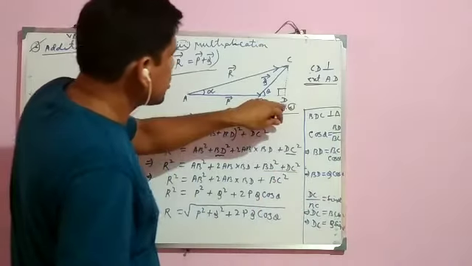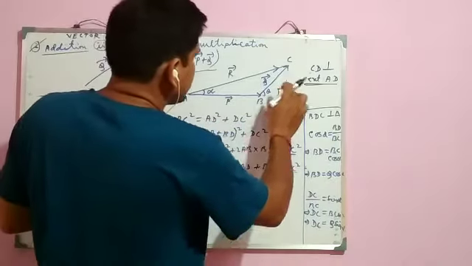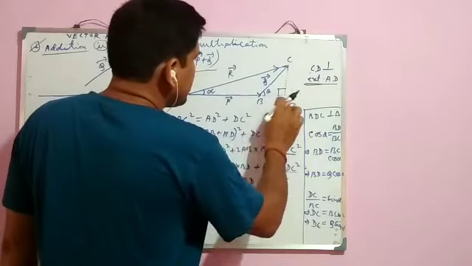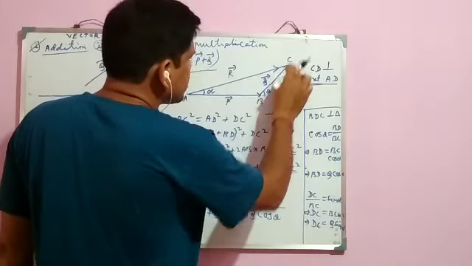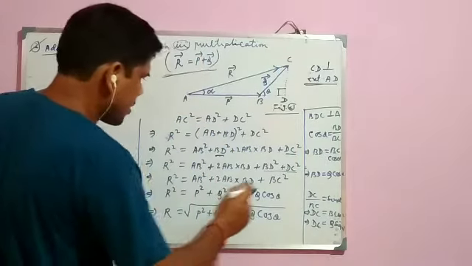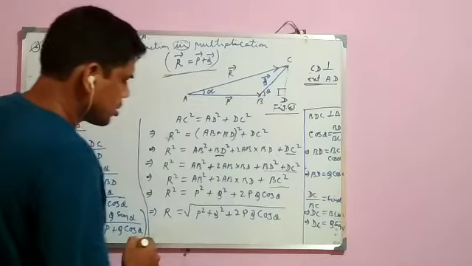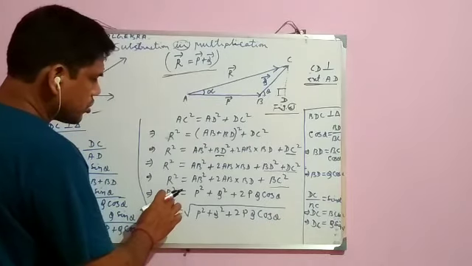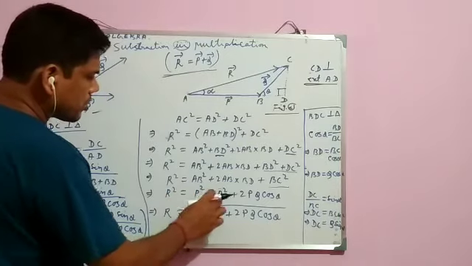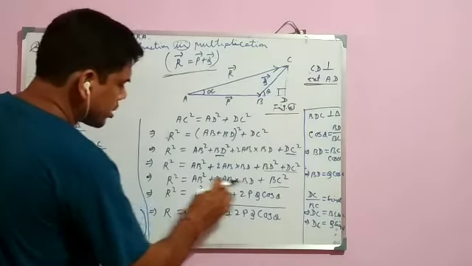Now BD square plus DC square. BDC is also a right angle triangle. So in place of BD square plus DC square we can write BC square. So R square equals P square plus Q square plus 2PQ cos theta we can write.